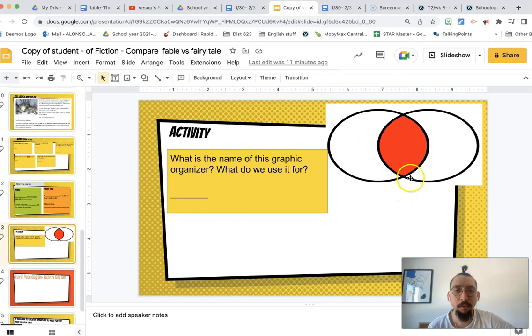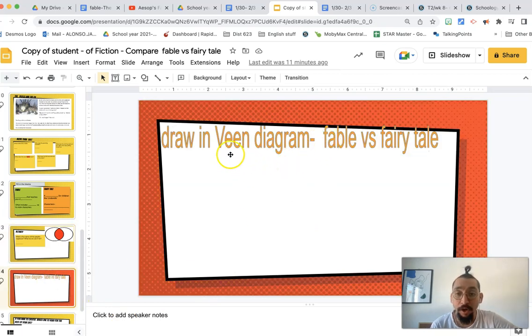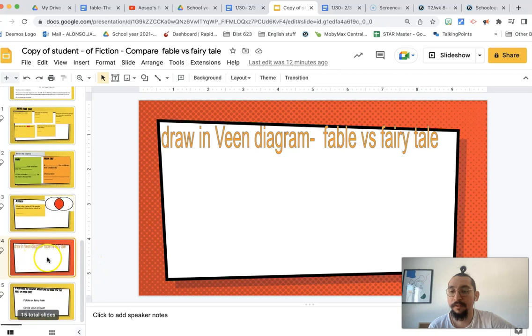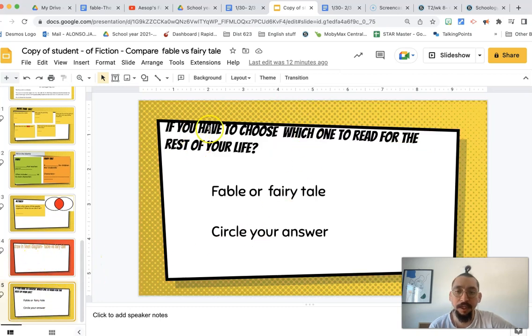Here you're gonna tell me what type of diagram this is. Just tell me what you use it for, and then you're gonna draw the diagram. So you're gonna draw fairy tale and fable here, and you're gonna tell me one thing that they have in common, and one thing that they have different, and then you're gonna circle this. If you have to choose which one to read for the rest of your life, would it be a fable or a fairy tale, and that's it.